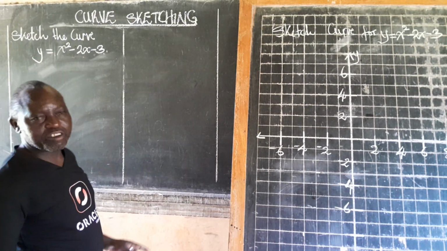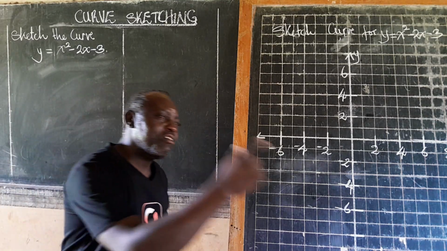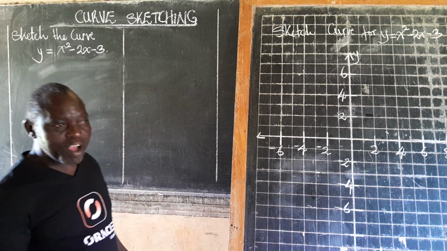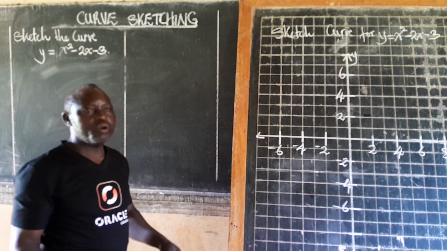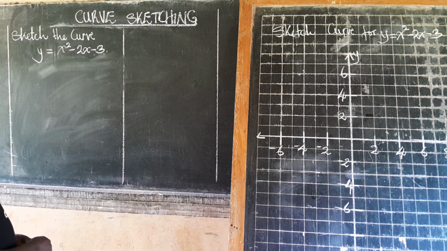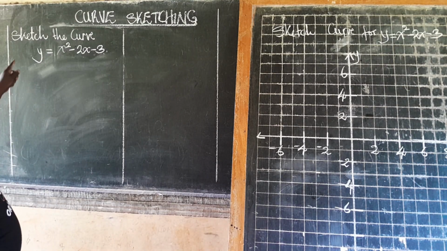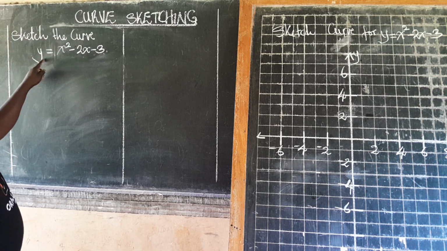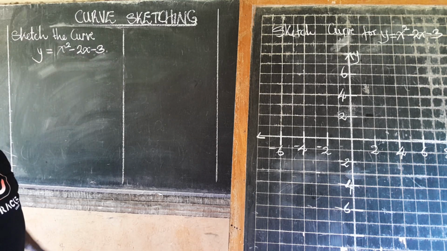That is curve sketching. But remember that when we are in curve sketching, we can either handle that one when the x values have been given, that is the range of x, or when the x values have not been given. So now let us have an example when the range of x is not given. We have this one. Sketch the curve y equals x squared minus 2x minus 3.